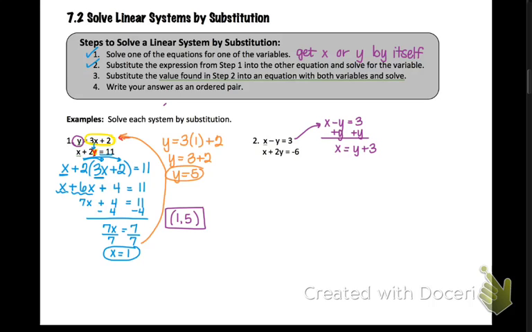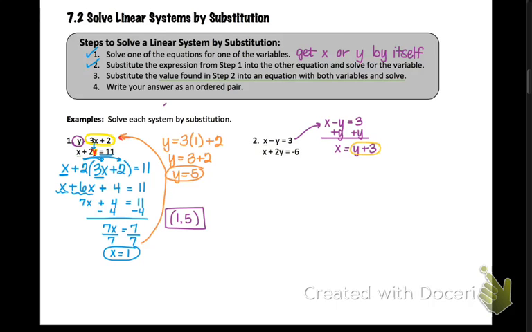Notice this time we're solving for x. You don't have to solve for y every time. You can solve for either x or for y. I thought that the x was going to be easier to get by itself in this one, so that's why I did that.